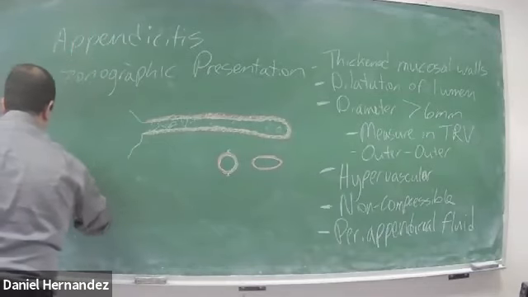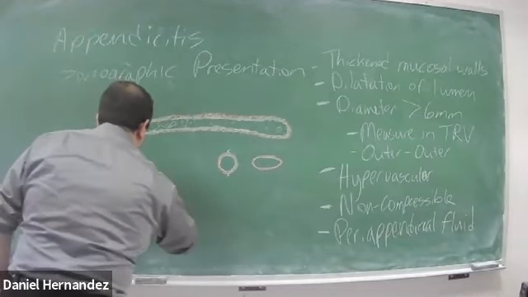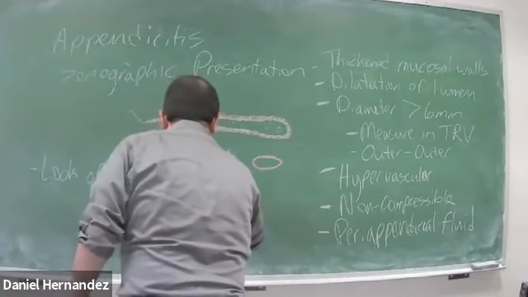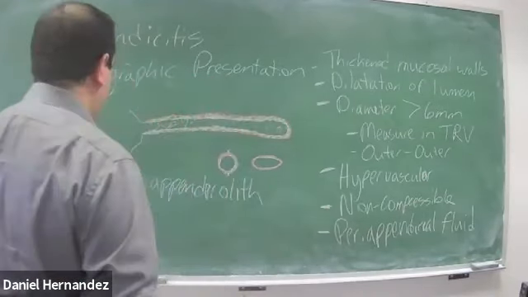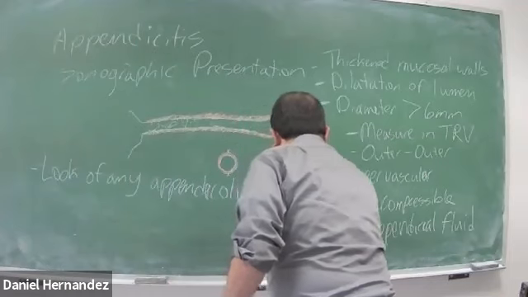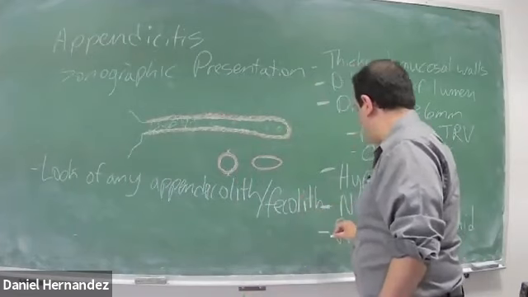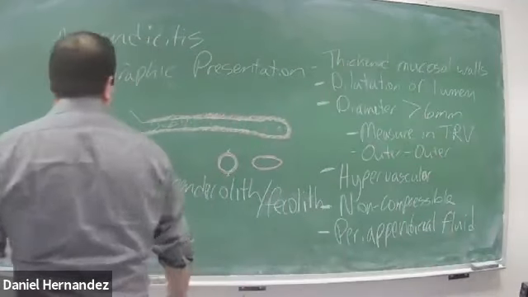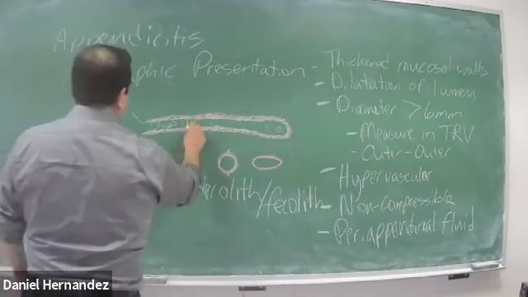Also going to look for any appendicolith slash fecalith. So an appendicolith or fecalith, that's essentially like a little poop ball, if you will, that gets lodged in here.